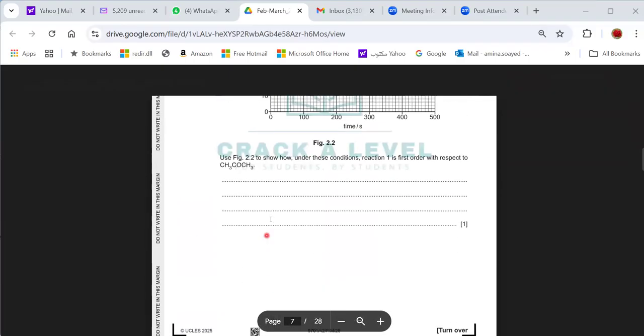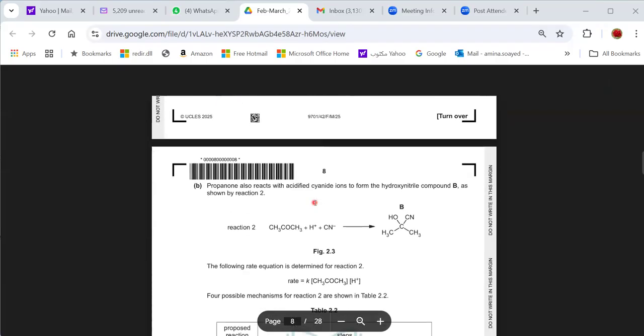As the half-life times are equal, this means that it is also first order, because they said that under these conditions, reaction 1 is first order with respect to propanone. Show. So we have shown them, and we say that as the half-life times are equal, then this means that it is also first order.